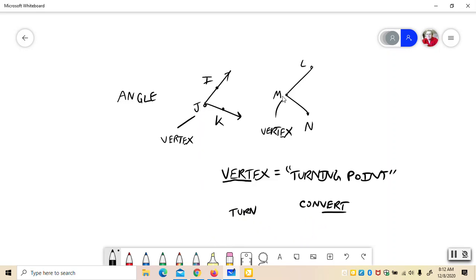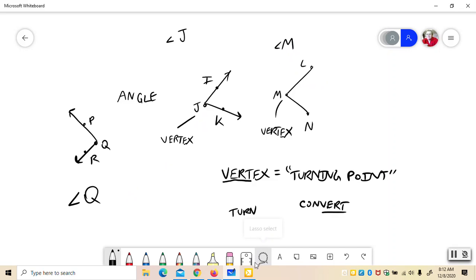So the vertex is in the middle. The way you name an angle, you could name it just by its vertex. So you could call this angle J, and you draw a little angle there. It doesn't matter what way it's turned. If I had an angle turned that way, let's call it PQR. The symbol for angle I still draw the same way. So you could name an angle after just its vertex, angle J, angle Q, angle M.